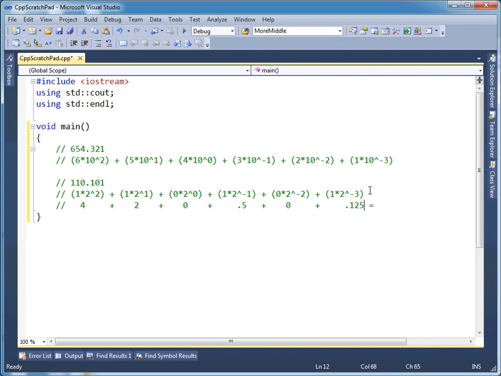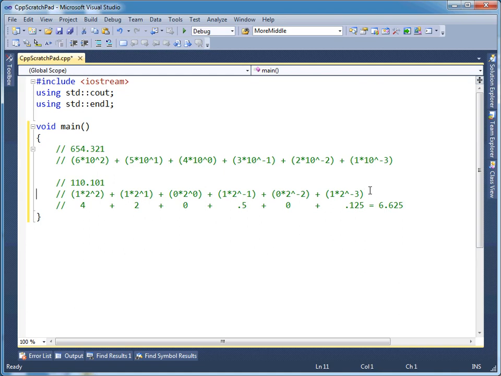So the grand sum total of all these numbers is 4 plus 2 is 6, plus 0.5 is 6.5, plus 0.125 is, well, let's just write it out. 6.625.